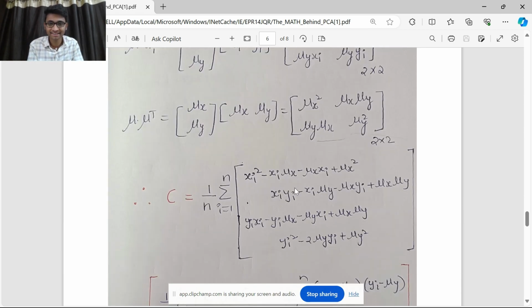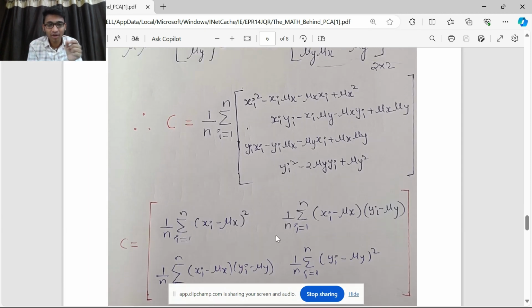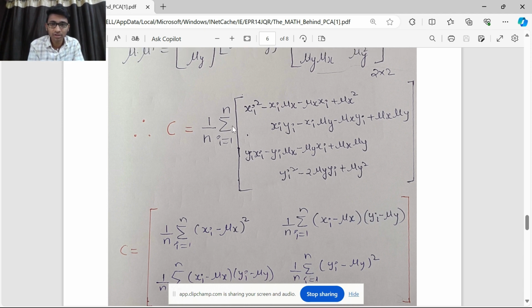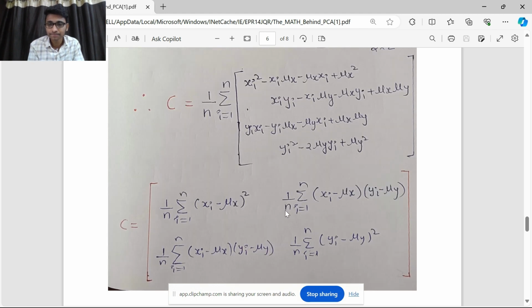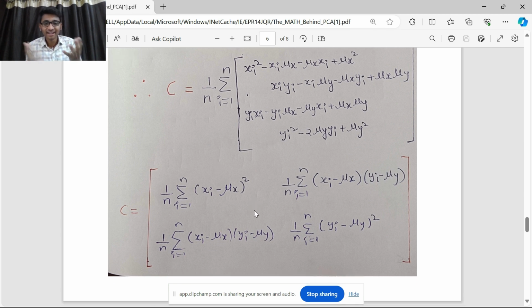See, xi square minus xi u, like this, and this will be the other part, second column this will be. And it came out to be this. Our C came out to be this C, because this you can write it as a whole square, right? Xi minus mu x whole square, you can write it. You can also simplify this to this. See, if you multiply this to 1, you will get this. I just wrote the simplification of C here, and the C comes out to be like this.